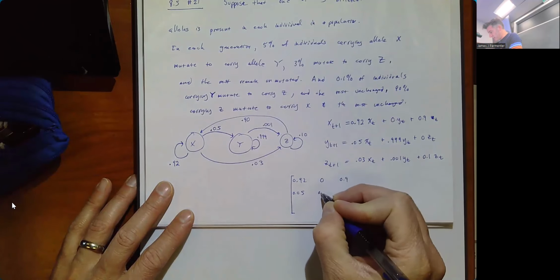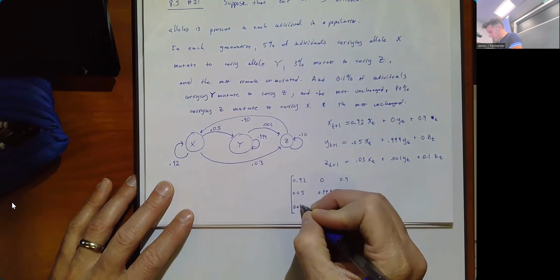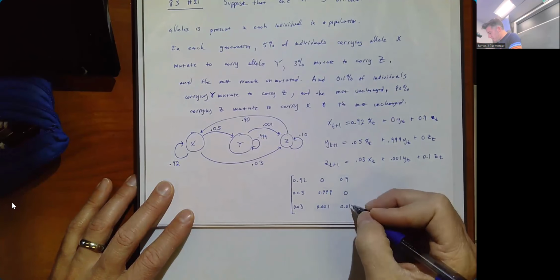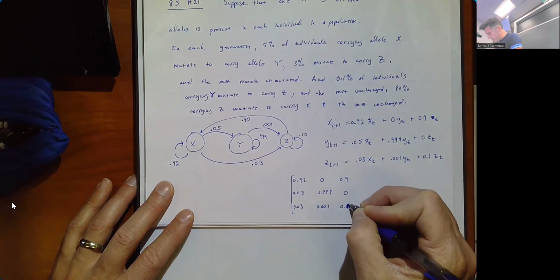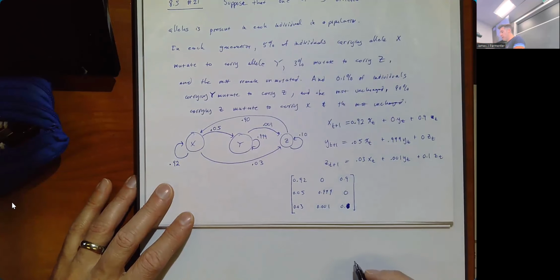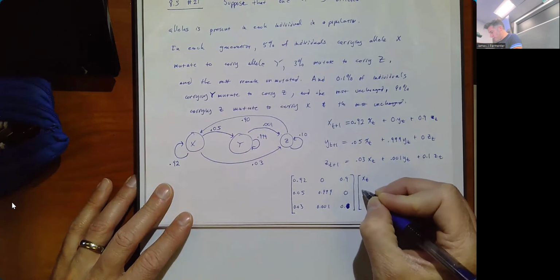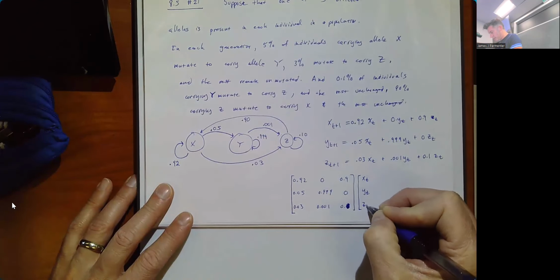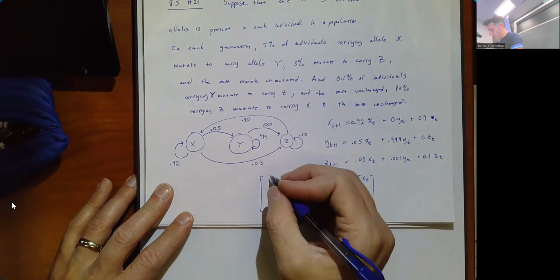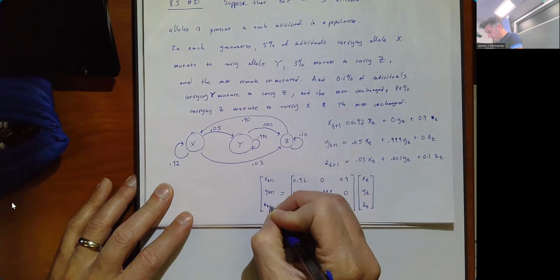0.05, 0.999, 0, and then 0.03, 0.001, and 0.01. 0.1. Almost made it. That's your coefficient matrix. And if you multiply that matrix by what happened this year, x sub t, y sub t, z sub t, you're going to get what happens in the next year: x sub t plus 1, y sub t plus 1, z sub t plus 1.